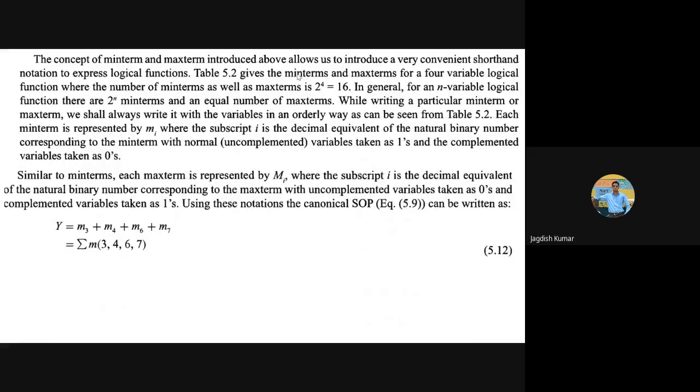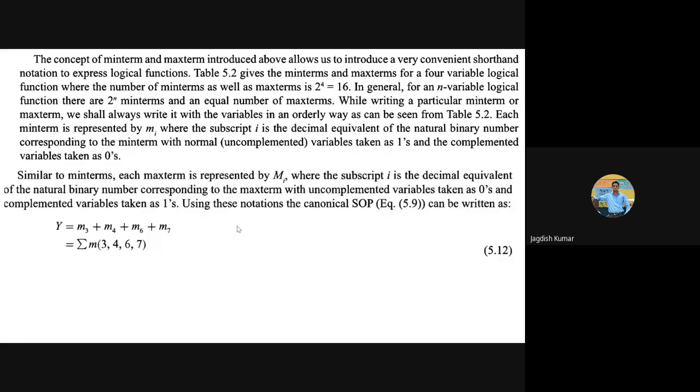Well, now let us try to see the usage of these min terms and max terms. So that's what I told you. This first paragraph talks about all this table, which I told you directly. Now, similar to min terms, the max term is represented by capital M I, where I is the corresponding decimal equivalent. I told you that already. Now what he's saying is, using these notations, SOP 5.9. Let me show you which is 5.9.